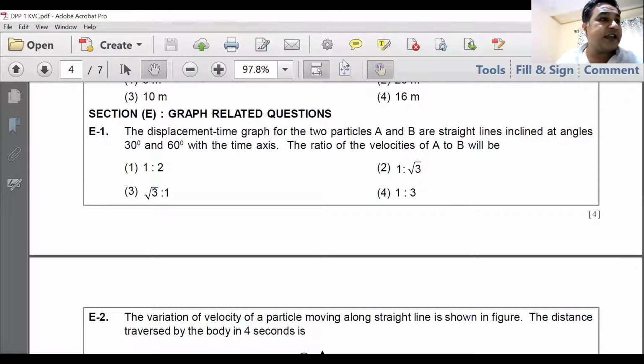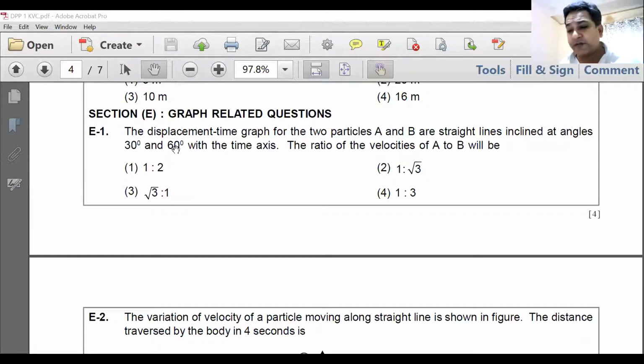What does the question say? The displacement time graph for two particles A and B are straight lines inclined at an angle of 30 degrees and 60 degrees with the time axis. What is the ratio of velocity?